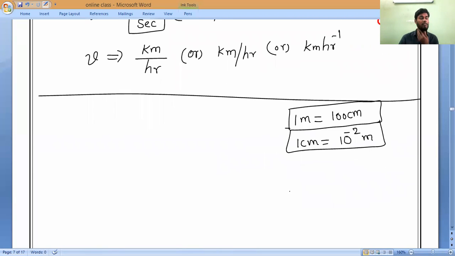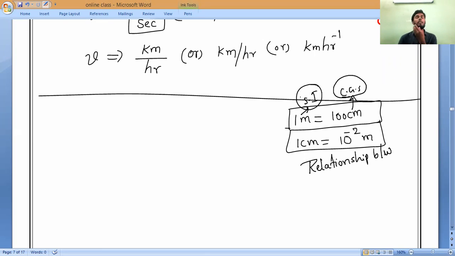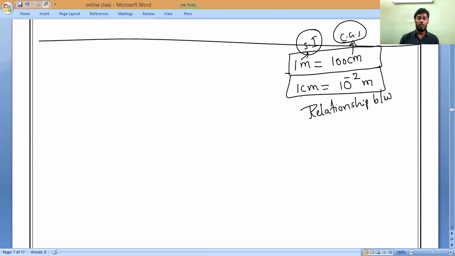Now, this is what we should call the relation between meter and centimeter. Meter is the SI unit and centimeter is the CGS unit. SI means full form? SI means standard international units. And what is the CGS full form? Centimeter, gram, second units. Clear, remember. So this is what we call the relationship between SI and CGS units of distance.